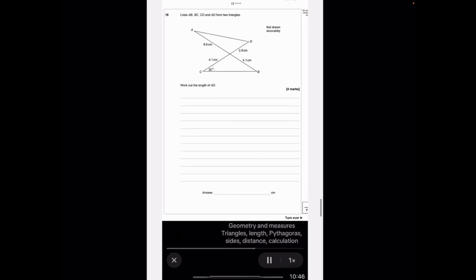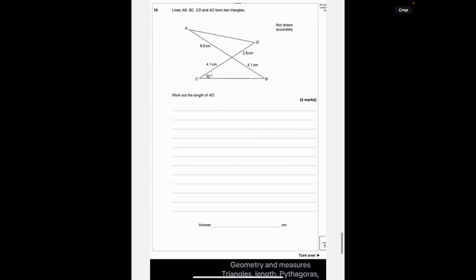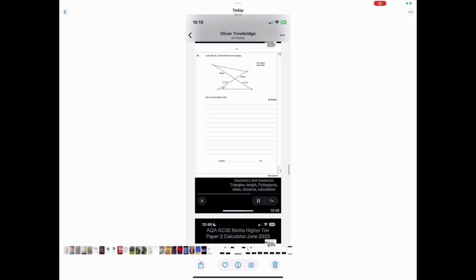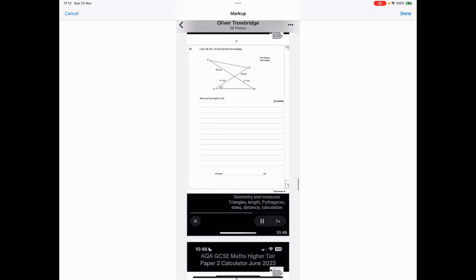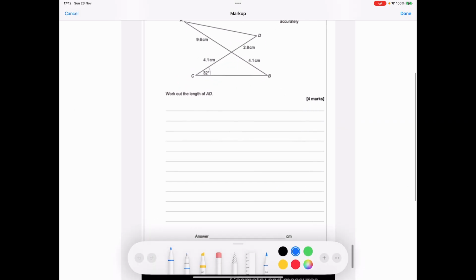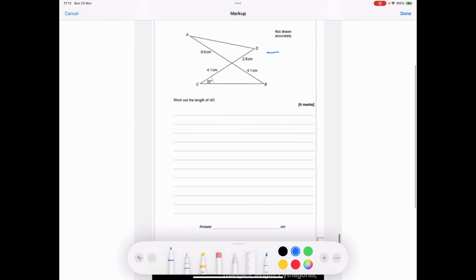Right, last question from this section is, work out the length of AD. Hang on. So that's not a right angle triangle, but the one at the bottom is isosceles. So we know that that's 32. So that means 180 minus 64 is going to be this one here, which is 116. We know that this is 116.